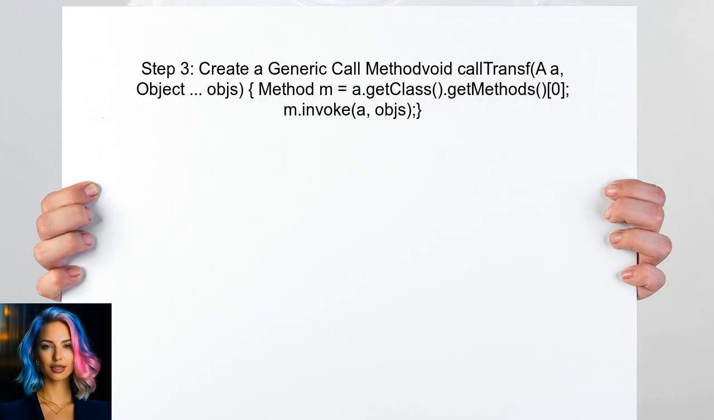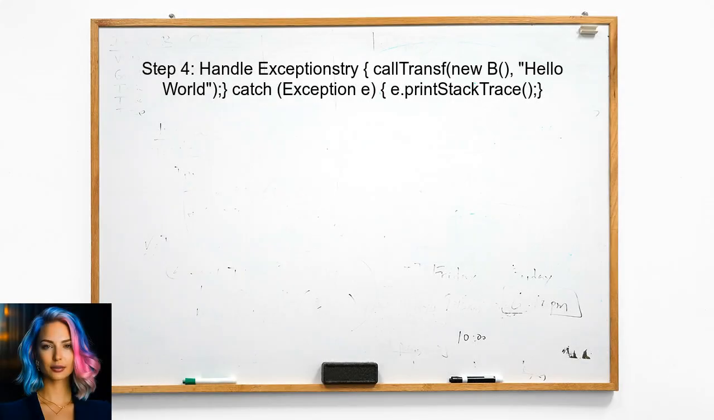Now, to call the transform method generically, the user can create a method that takes an instance of the interface and an array of objects. This method will use reflection to invoke the correct transform method. Finally, the user should ensure that the method handles exceptions properly. This includes catching any potential reflection-related exceptions that may arise during the method invocation.